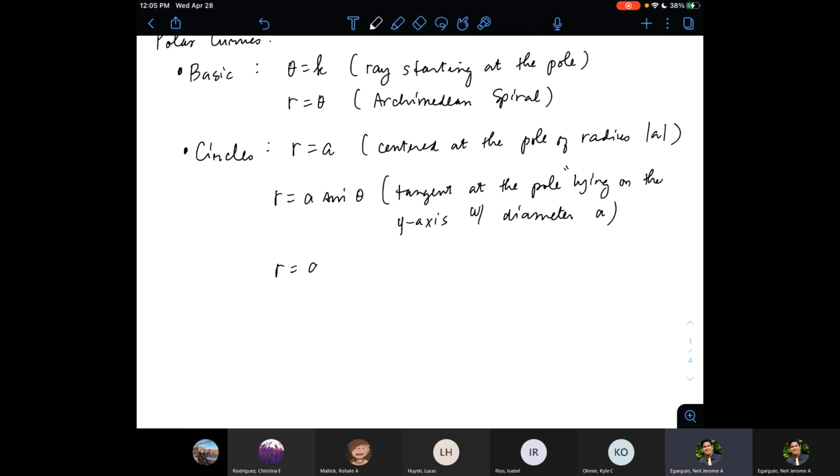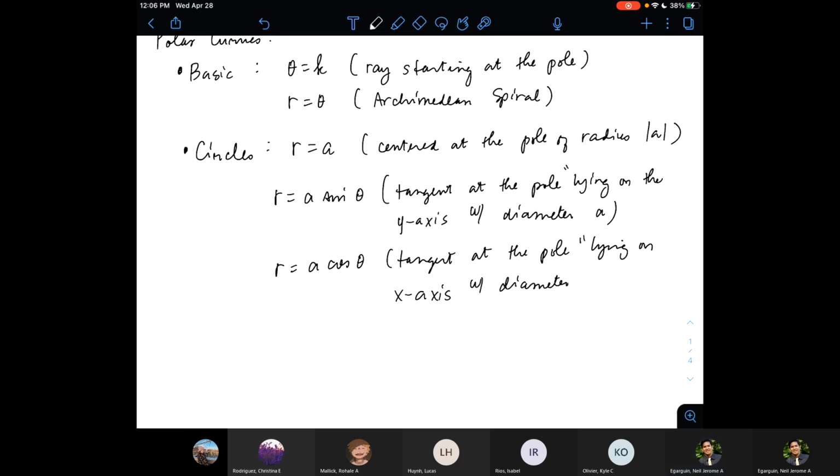And then you can also have r equals a cosine theta, which is similar to r equals a sine theta. So this is tangent at the pole lying on the x-axis with diameter a, right? Now, I think I mentioned to you last time that if you have a sine, that probably will be dominantly on the y-axis because sine is related to the y variable. And cosine, if you have graphs involving a cosine alone, will predominantly be on the x-axis because the x variable is related to the cosine, if you remember the conversion equations, right?